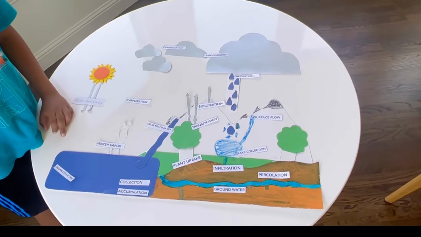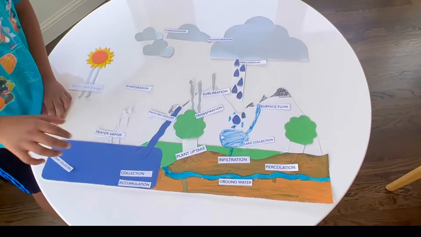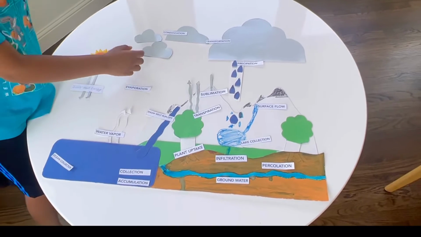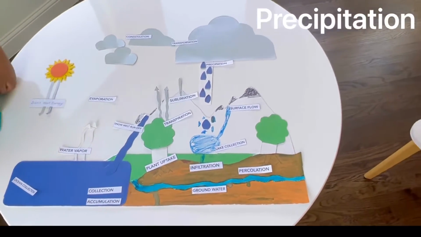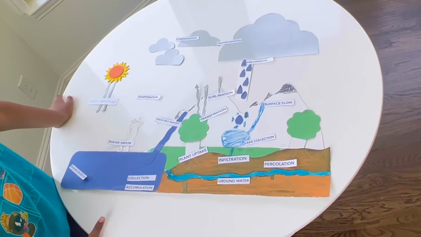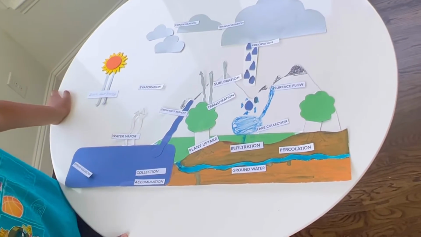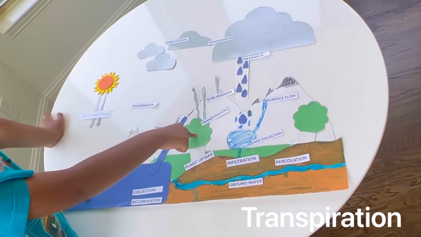Soon, the cloud will get very, very heavy with all the water droplets it's holding. And soon, when it can handle no more, it will start to precipitate. Precipitate is a fancy word for letting water release. This is called precipitation.